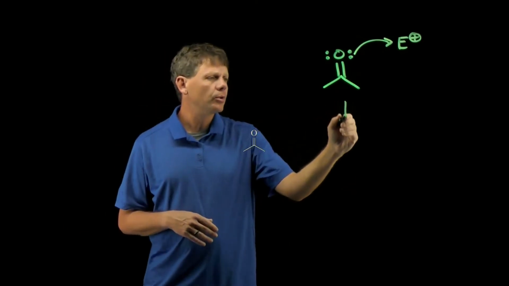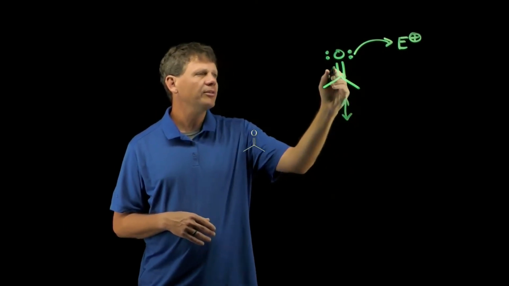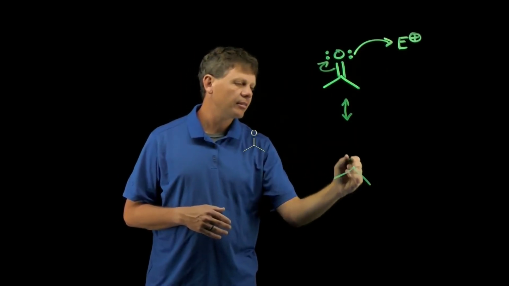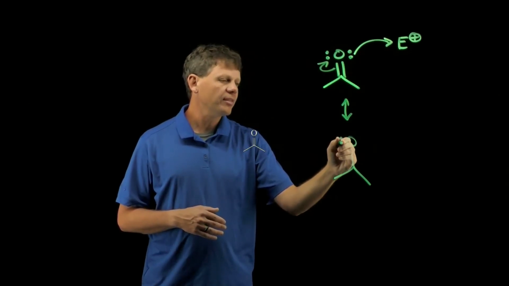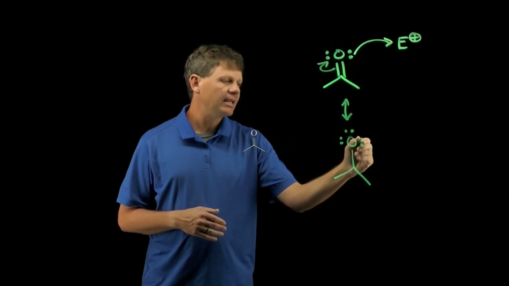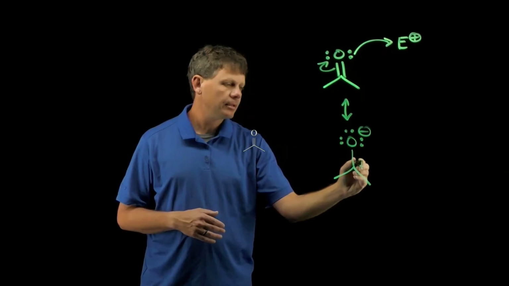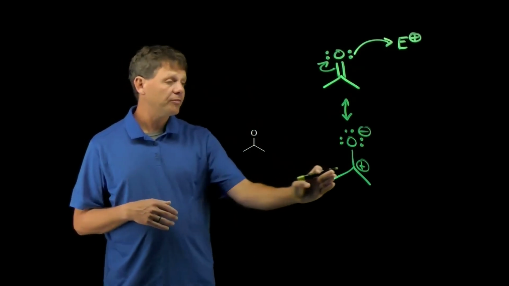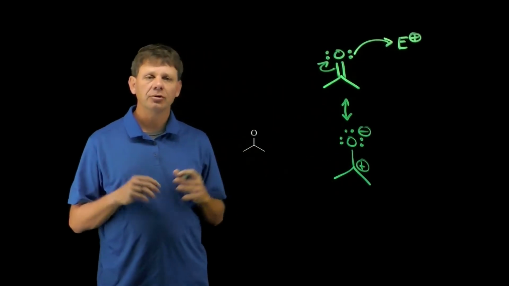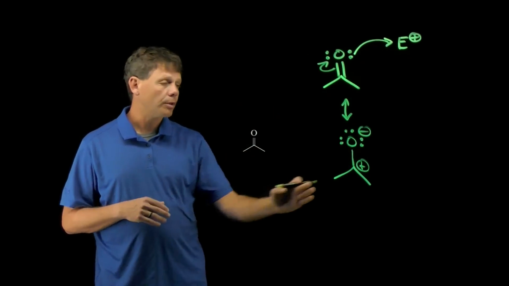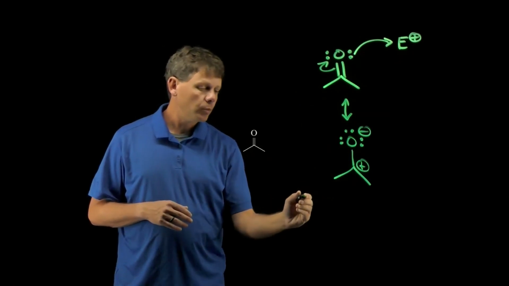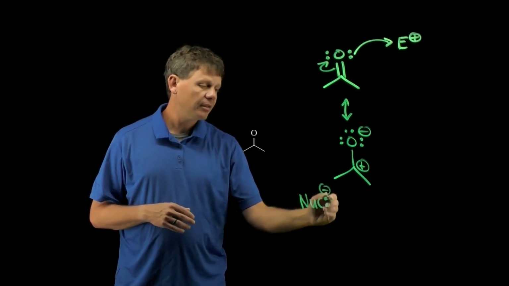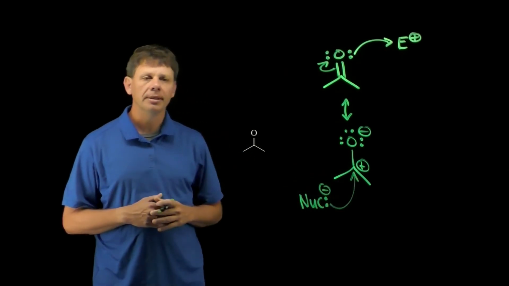The other thing we can do for a molecule is draw another resonance structure. And if we do that, we notice that we can represent this molecule as having a negative charge on oxygen and a positive charge on carbon. As a result of that, this carbon is electron deficient and therefore could be an electrophile, which would mean nucleophiles could react with this molecule at carbon.